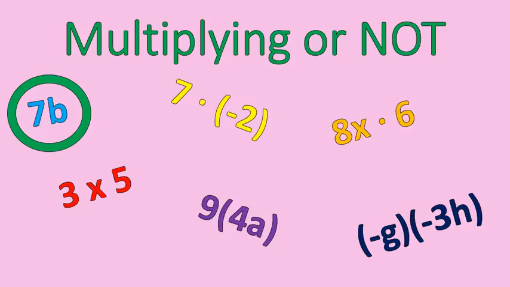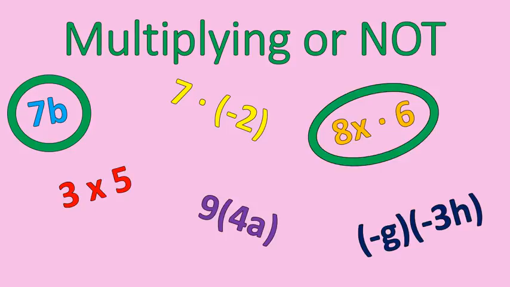Let's do another one. How about 8x and that little dot with the 6? Is that dot multiplication? Absolutely. So not only is it 8 times x, it's also 8x times 6. So that's actually two cases of multiplication.